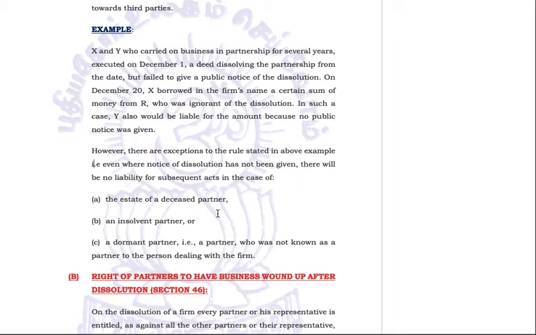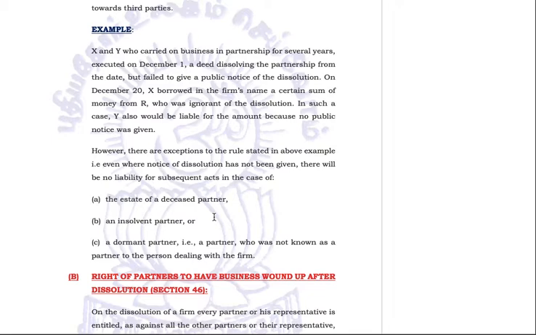Okay. An insolvent partner, someone who has become insolvent, because an insolvent person may not have the money to get a notice published in the newspaper. It is a costly affair. You have to give the notice to the general public, you have to get it published in the newspaper. So it will definitely include some money, and an insolvent partner is not supposed to have money with him.